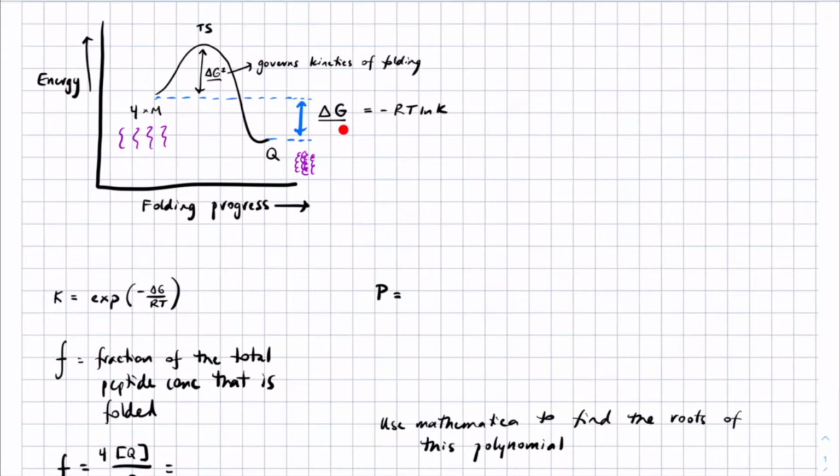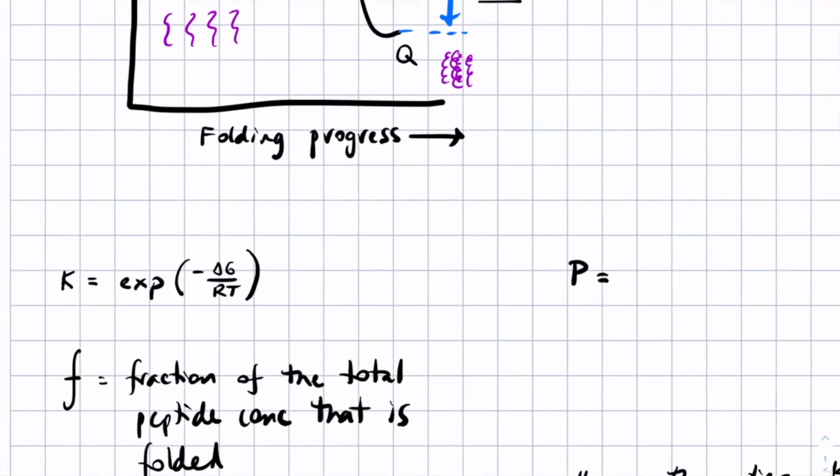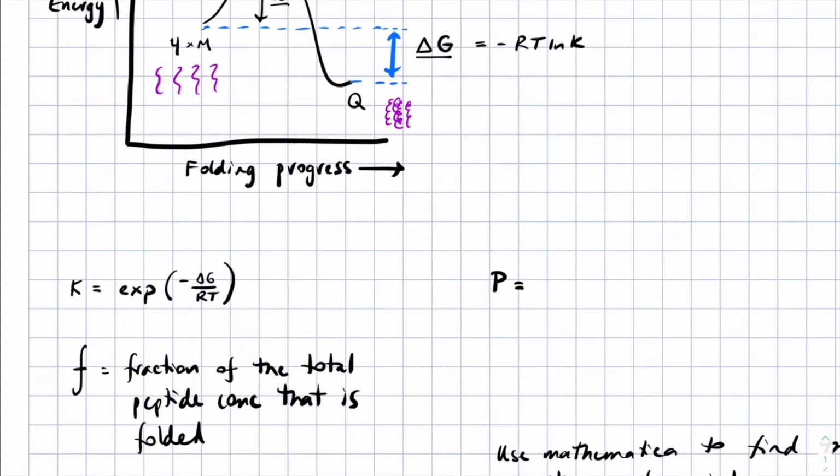is the free energy of folding. It tells you how much more stable the tetramer is versus the monomer, and this is related to the folding equilibrium constant. Or in other words, the folding equilibrium constant is related to delta G through this equation. We could write out this equilibrium. It would involve 4 monomers in equilibrium with a tetramer.